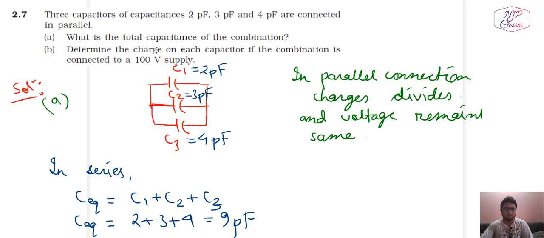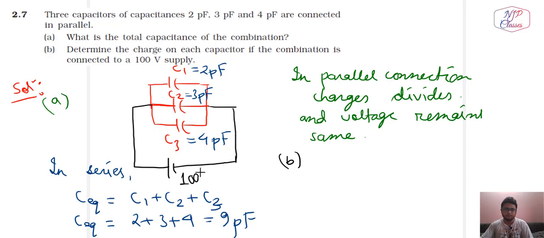Next, let me come to the second part of the question. Determine the charge on each capacitor if the combination is connected to 100 volt. So this thing is connected to 100 volt. This I have connected to 100 volt. Okay, this system is connected to 100 volt.